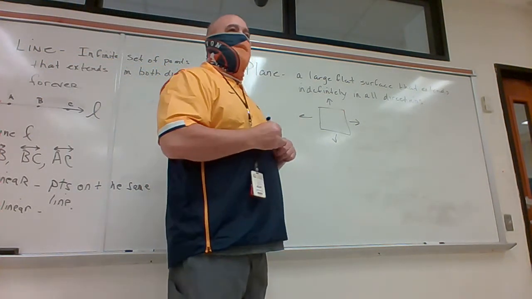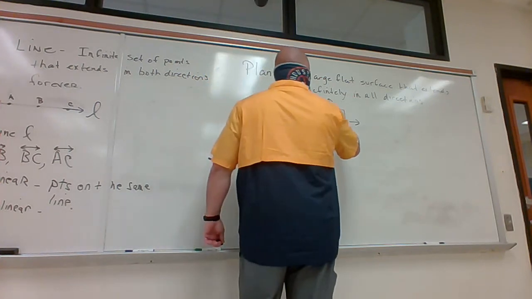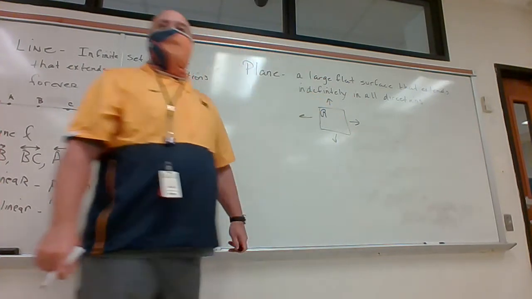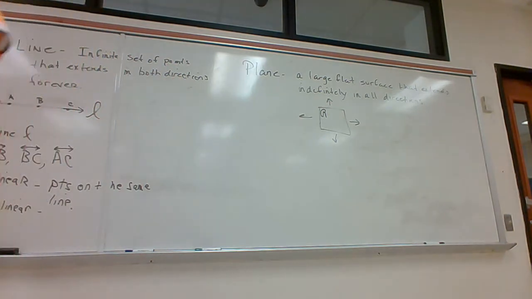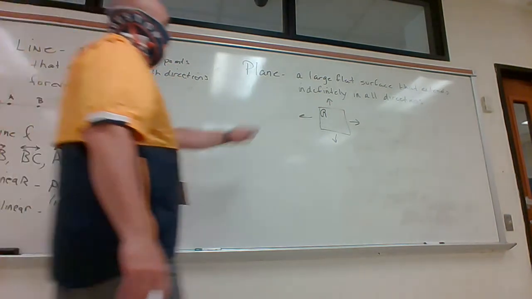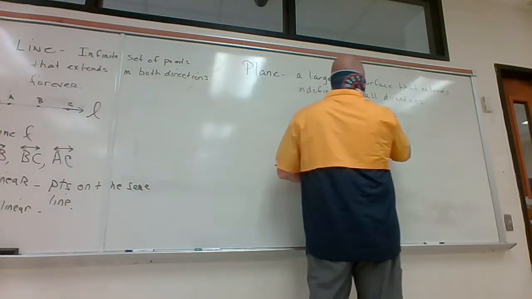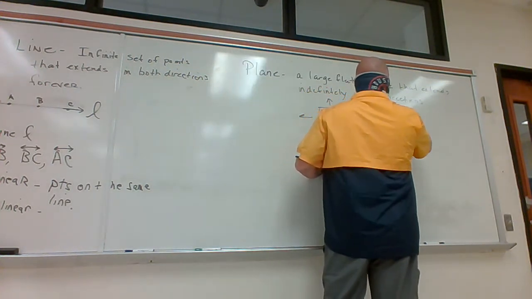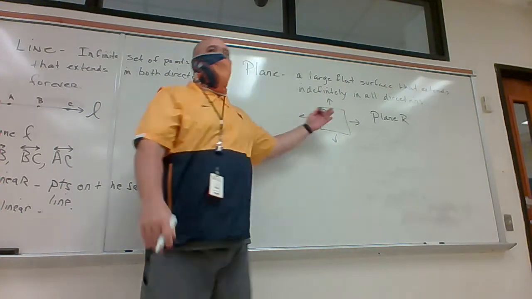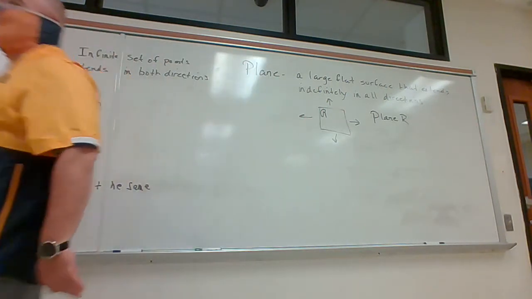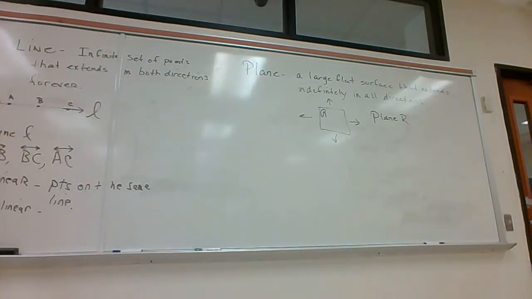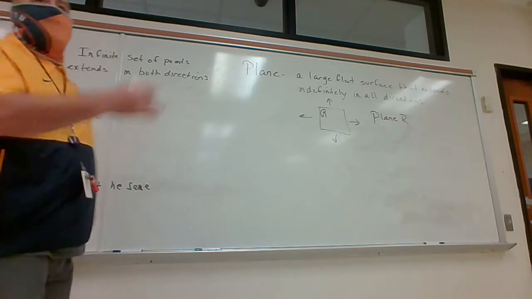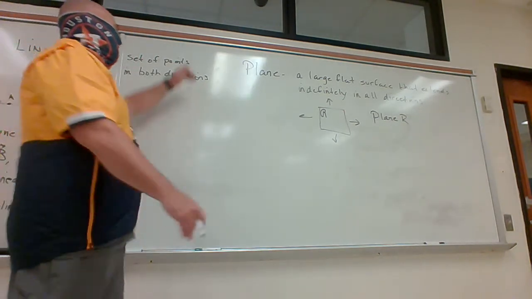And here's how you name a plane. A large script letter, that means a cursive capital letter. So this would be plane R. Or plane Q, or plane T, or plane A, B, C, D, E, F, G, H, I, J.